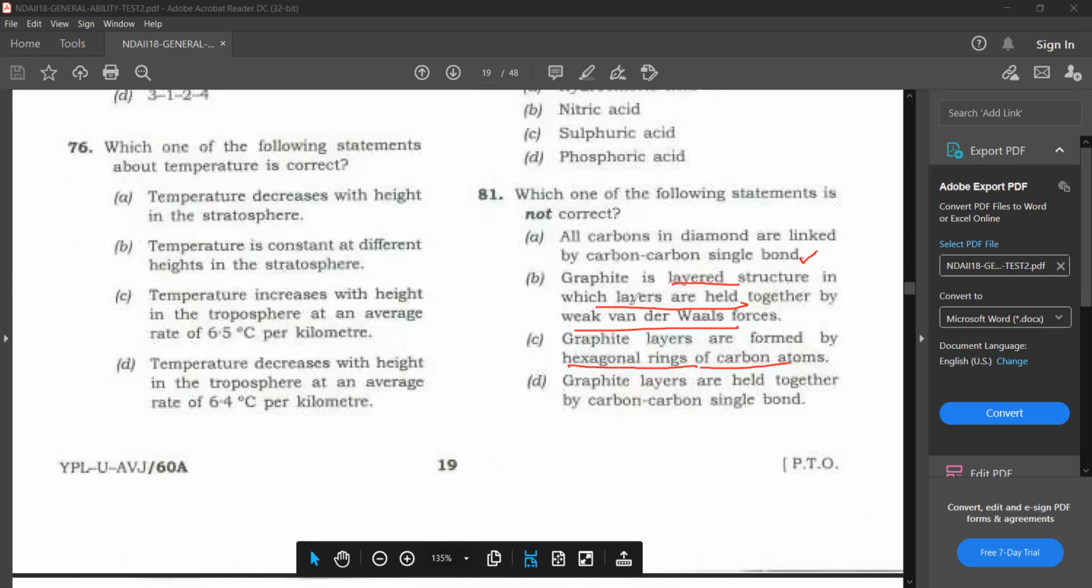The layers are bonded by weak van der Waals forces. That's why it is easy to break, and that's why it is used in the lead of pencils. So graphite has a layer structure. Each layer is held by weak van der Waals forces, not by carbon-carbon single bond. So the incorrect statement is option D. It is not held by carbon-carbon single bond. It is held by van der Waals forces.